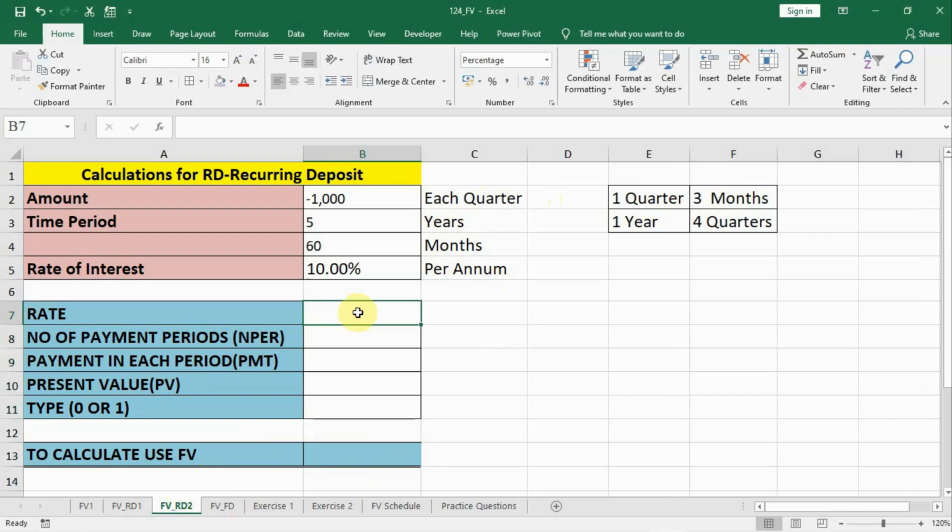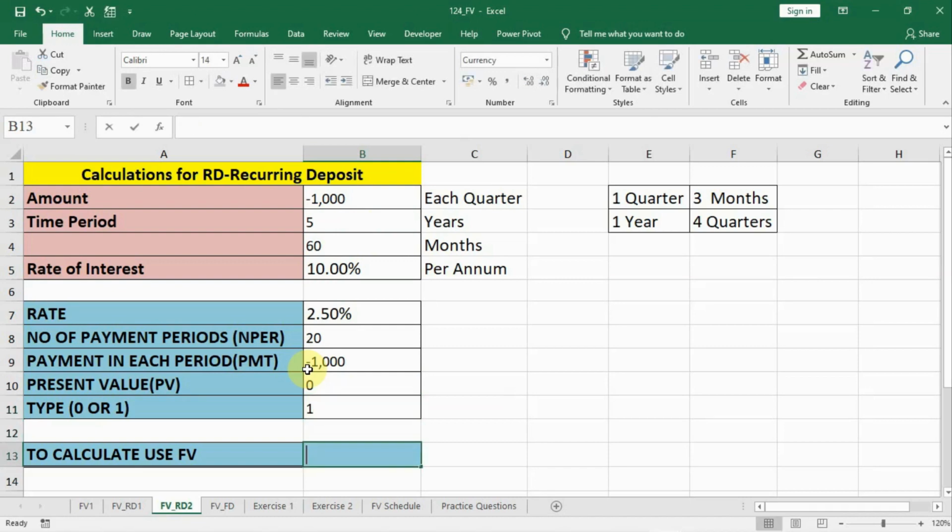Our rate is equal to this 10%, and we'll divide it by 4 for the quarter. Number of payment periods is equal to, we have 5 years and every year there are 4 quarters. We will multiply it by 4. So number of payment periods is 20. Payment in each period is equal to minus 1,000, that is written here. Present value is 0, type is 0 or 1. Let us make it 1 because we are paying at the starting, and then at the starting we'll get the interest for the whole period, so we'll make it 1.